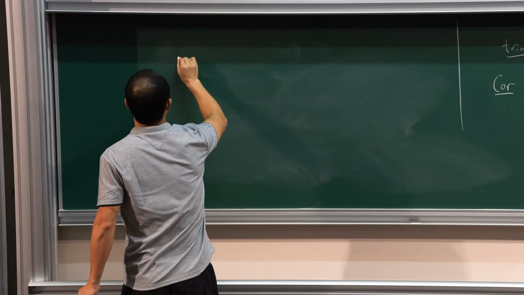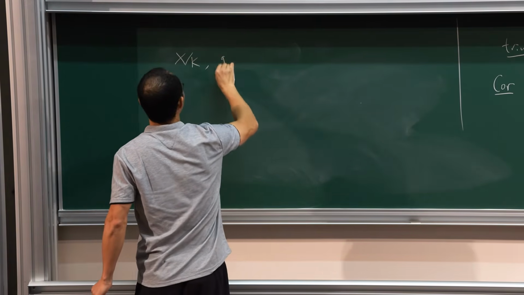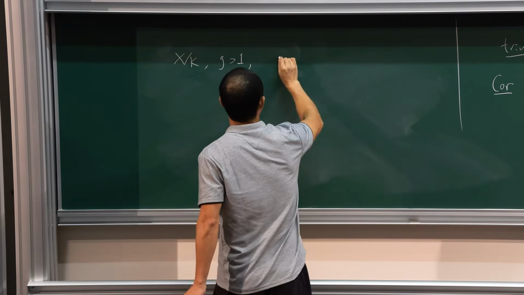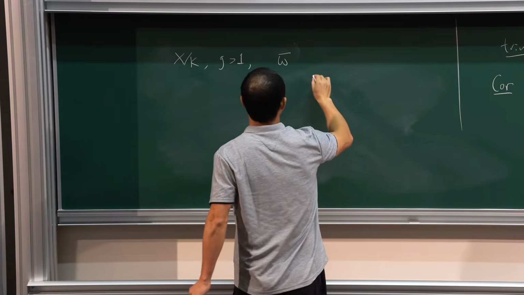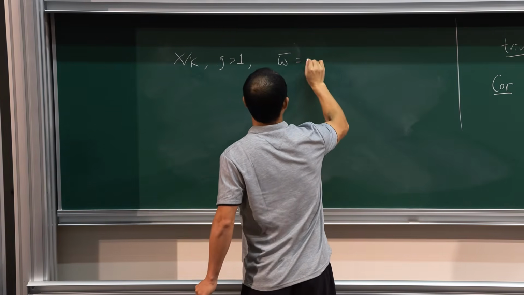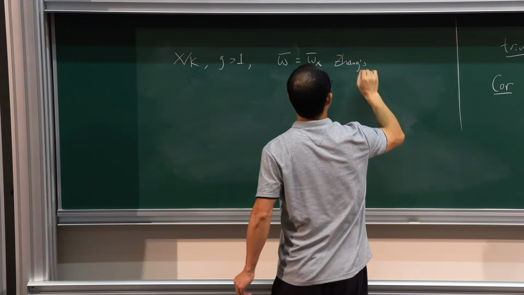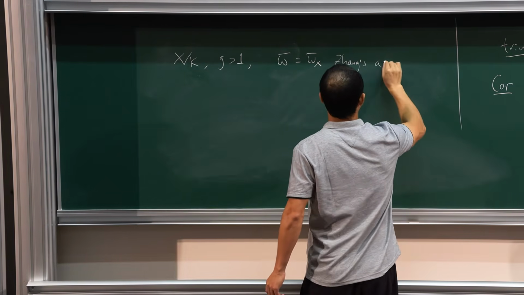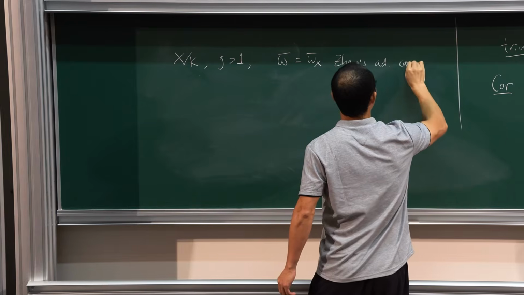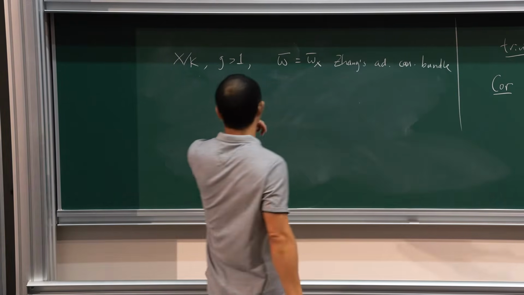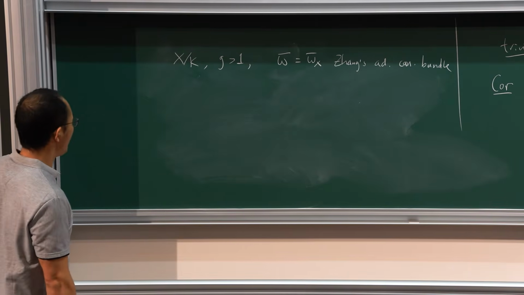I'll start with X over K, genus g greater than 1. And then we need this omega bar, the admissible canonical bundle, John's admissible canonical bundle.